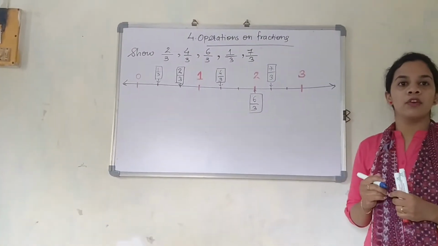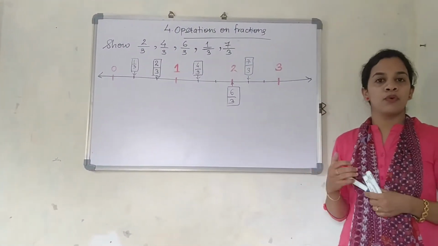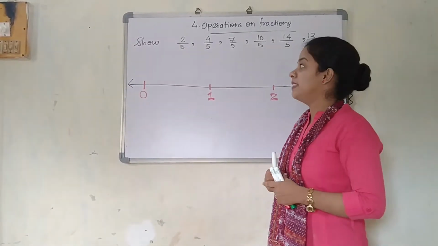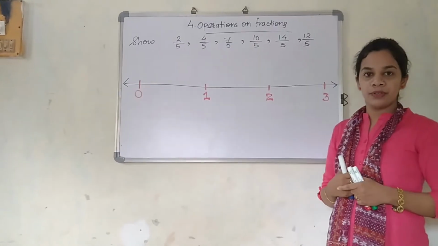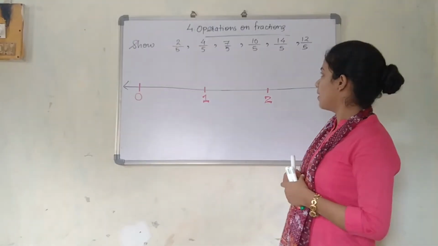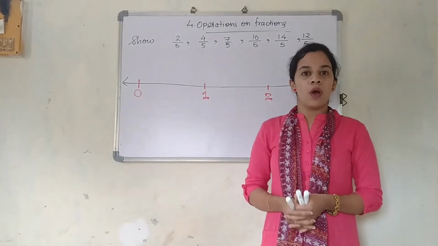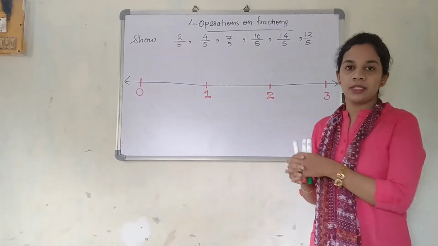So have you understood how we are supposed to do this? We will see one more example. Now we will see the next example, that is 2 upon 5, 4 upon 5, 7 upon 5, 10 upon 5, 14 upon 5 and 12 upon 5 on the number line. So how we are going to solve it, just see near the board.